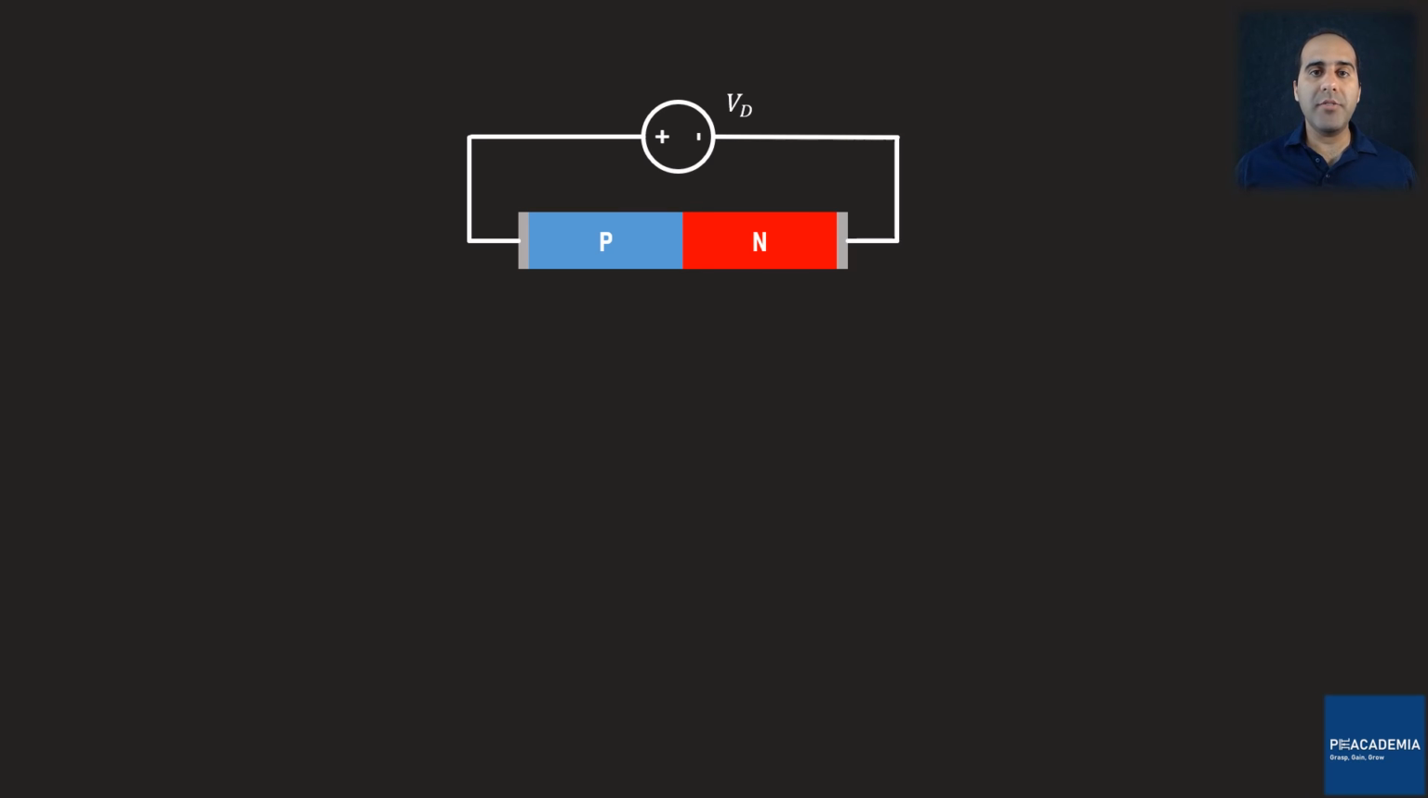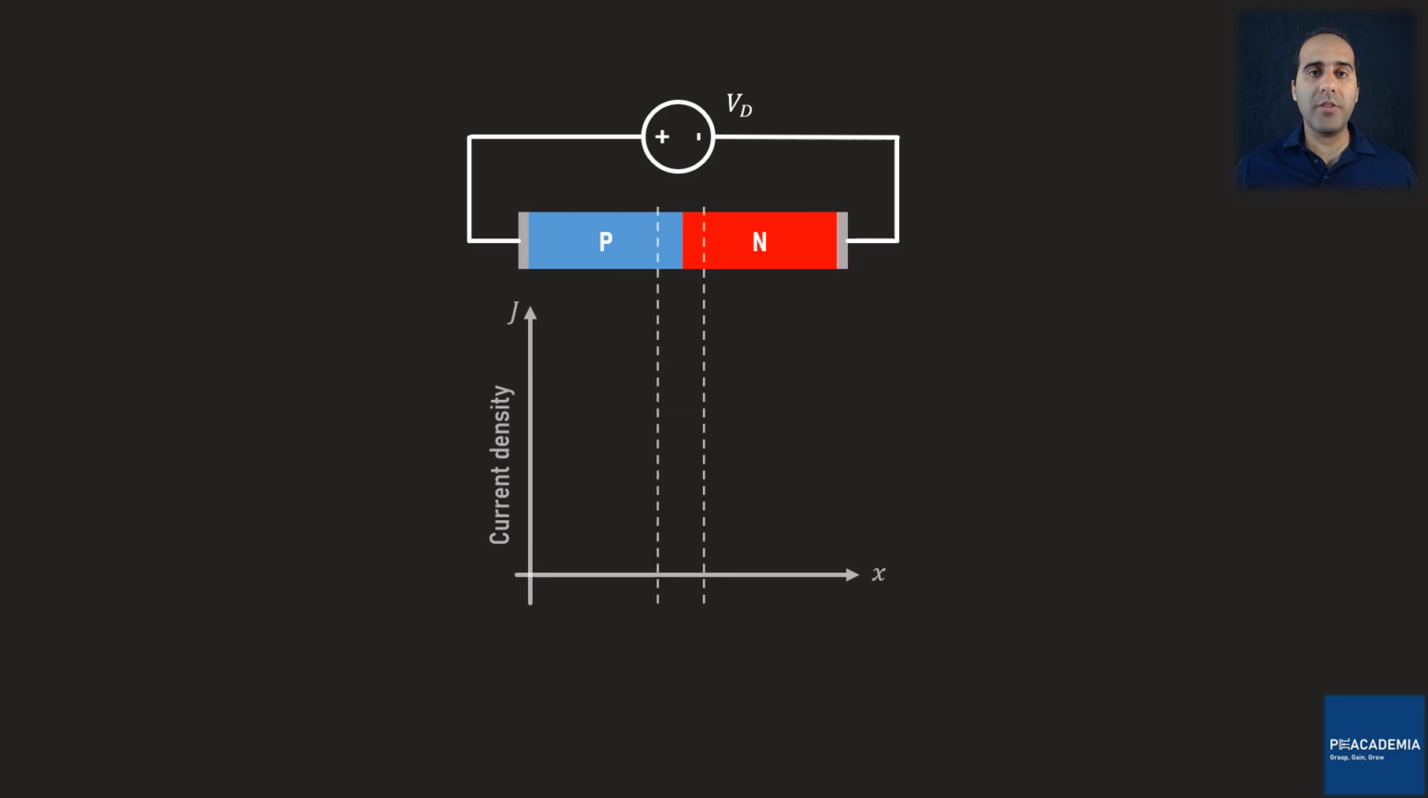I plotted the minority charge carrier concentrations for a forward biased PN junction, and now it's time to plot the current density diagrams across the device length. The yellow diagram is the current density due to the holes, and the green diagram is the current density due to the free electrons. What these curves show is that close to the metallic contacts, the majority charge carriers are responsible for conduction, and as we get closer to the depletion region, the minority charge carriers.